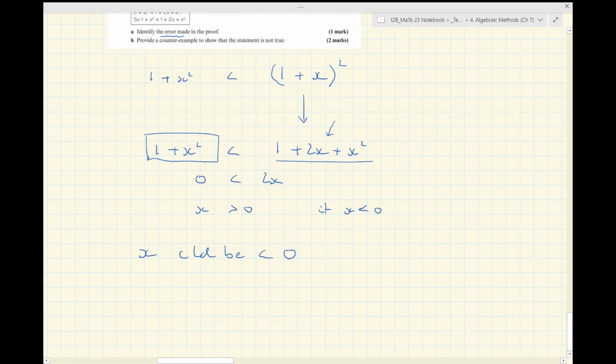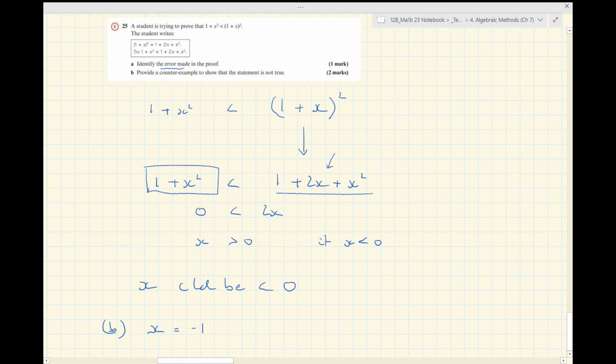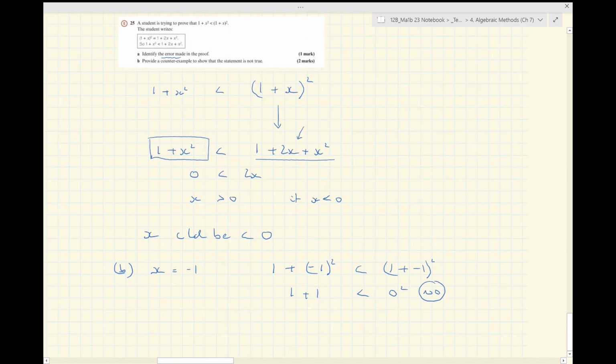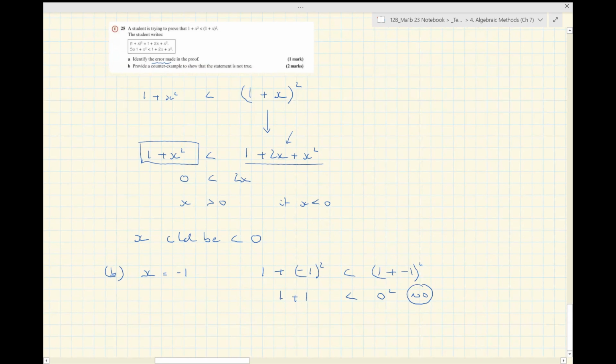Good. Provide a counterexample to show that the statement is not true. Well, I suppose if I just take a counterexample of x being negative, that'll do it, won't it? So let's take x equals minus 1 and see what happens. So 1 plus minus 1 squared. And is that going to be less than 1 plus minus 1 all squared? Let's have a look. Well, that's 1 plus 1. Is that less than 0 squared? No. Okay, I think we provided a counterexample. And that's the end of question 25.